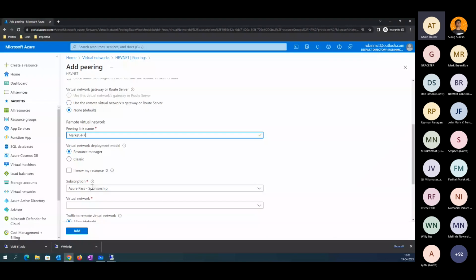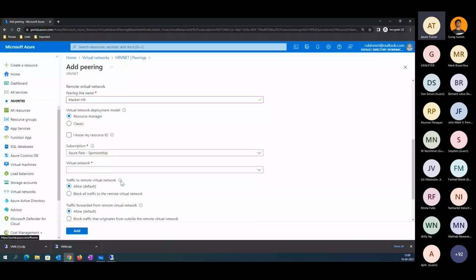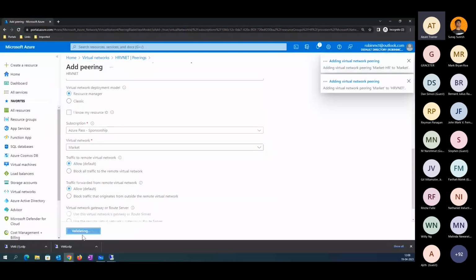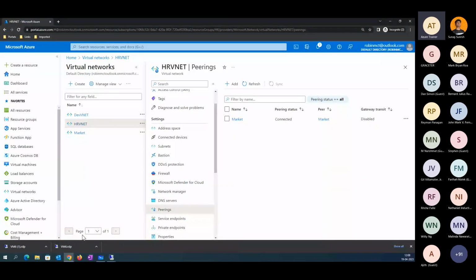And here I'm saying HR VNet needs to be paired with which network? HR VNet needs to be paired with the market here. Let's add here. This is the only option you need to add. The moment you add this feature, you may be able to see on the notification area on both the VNet sides, your peering is actually enabled here.